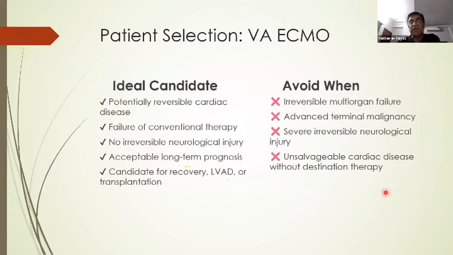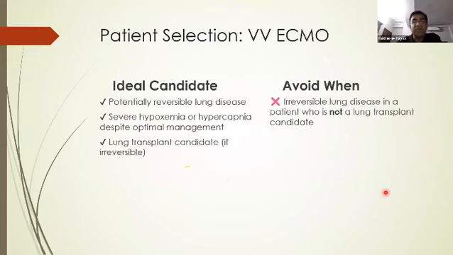But we should avoid it if there is irreversible multi-organ failure. So that means whenever we are deciding on ECMO, we should not be pushing the organs to their limits, and we should decide early. If we decide on day 10 and we have already damaged the lungs, then probably there's no point in putting the patient on ECMO. If there is severe irreversible neurological injury or unsalvageable cardiac disease without destination therapy, then probably there's no point in putting the patient on ECMO.